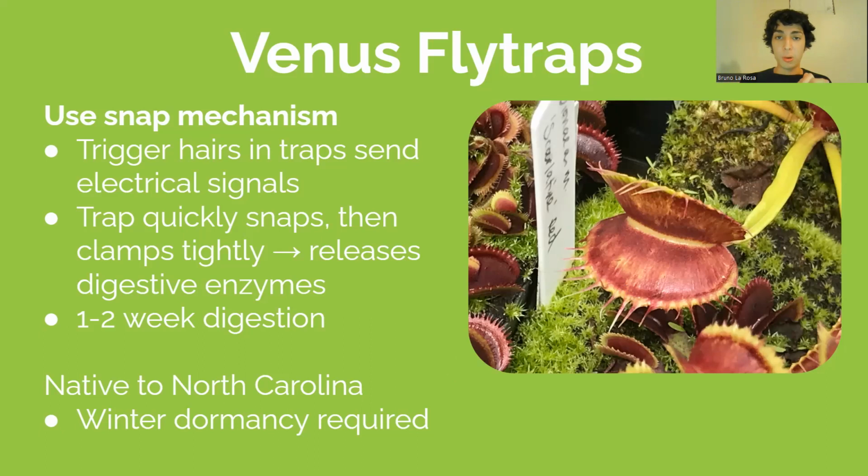Then, over a couple of hours, it clamps really tightly and starts to digest enzymes that break down the insect. And over 1 to 2 weeks, the insect is digested. And after that time, the trap opens, revealing the carcass of the insect, and is ready for another victim. Now, the Venus flytraps are native to the Carolinas, specifically North Carolina, and they do have a winter dormancy. So in the winter, they die off, and then in the spring, they start to come back.